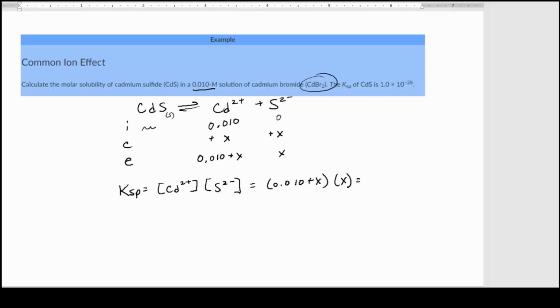Just like with our other equilibria, we can look at our initial concentration and compare it to our K value. Because we are greater than 1,000 times different, I can simplify this part of the equation. So now I have 0.010x equals 1.0 times 10 to the negative 28, and I can directly solve for x to be 1.0 times 10 to the negative 26. So that's the molar solubility, that's the x value, of cadmium sulfide in this solution.